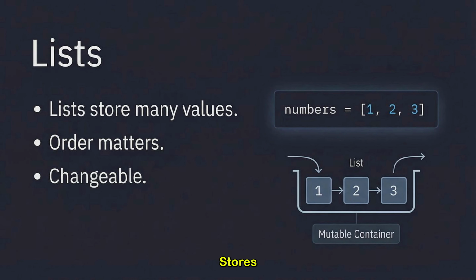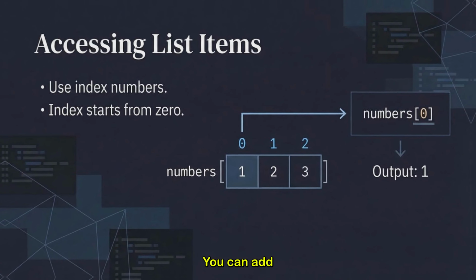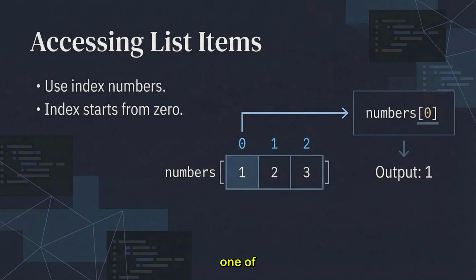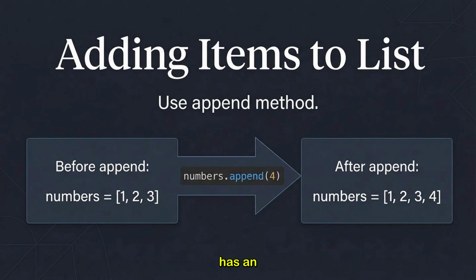A list stores multiple values in order. Lists are changeable. You can add or remove items. Lists are one of the most used data types in Python. Each item in a list has an index. Indexes start from 0.